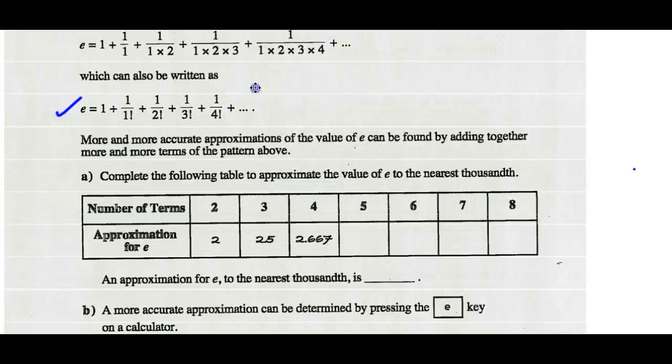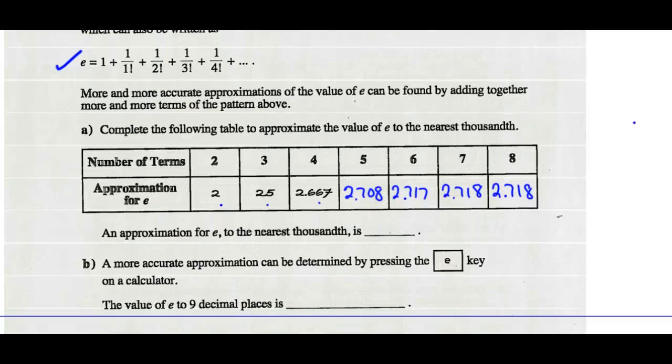All right. So number of terms. First term is 1. When there's 2 terms, it's 1 plus 1. 1 plus 1 is 2. 3 terms, 1 plus 1 plus a half, 2.5. 4 terms, 1 plus 1 plus a half plus 1/6, 2.667. So keep going with your calculators and figuring that out. Keep adding that up, and you should be able to fill in that chart. So pause it and do that, and then you can check and see if you got it right.